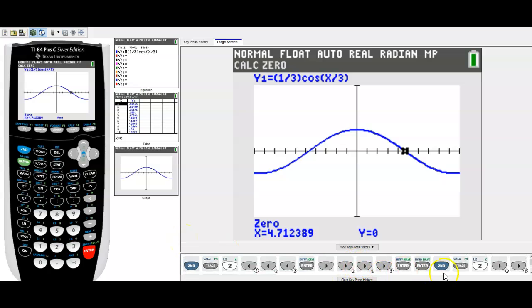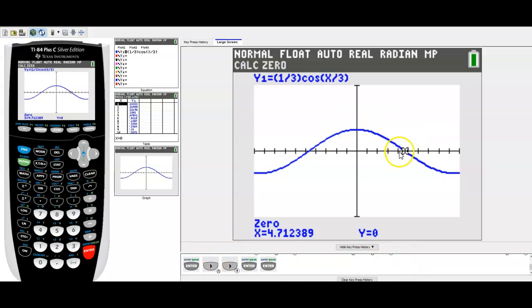So once again, second, trace 2. I had to scroll over here until I was close to the left of that root, and then I pushed enter, and then I scrolled a little more until I was to the right of the root, and then I pushed enter again, and then enter for the guess, and we get 4.712. All right, now I want you guys to pause the video and see if you guys can identify the intervals where f is increasing and the intervals where f is decreasing.